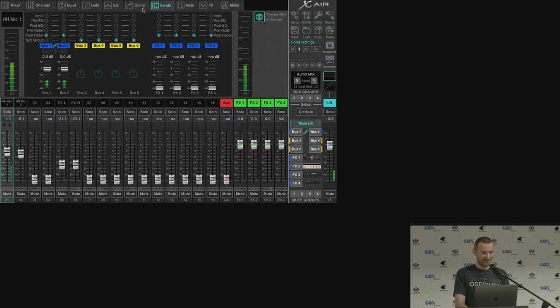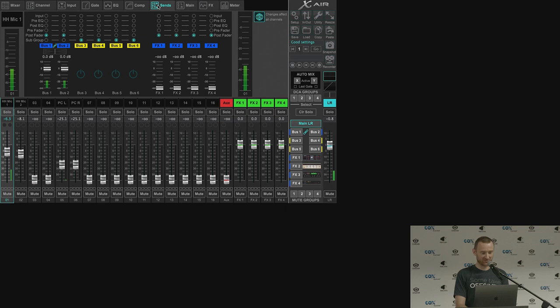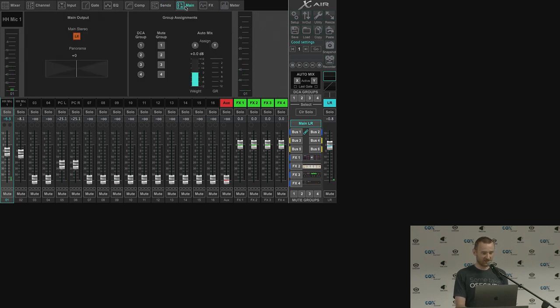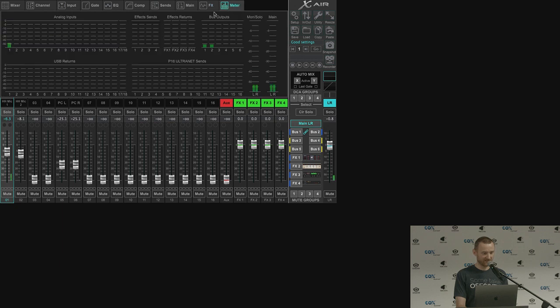And then sends is basically what sends it to bus 1 and bus 2, which is what we're using, which is what we're sending to the streaming PC. So again, really any of these buttons right here, you should never have to touch. I'm just telling you if you're curious and you want to at least have an understanding of what it does. And yeah, all right. One other thing.